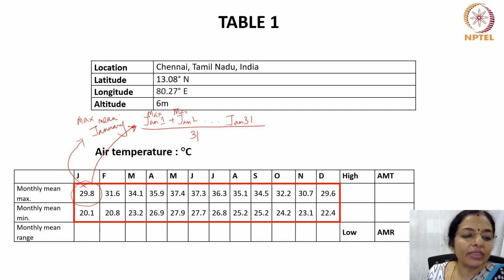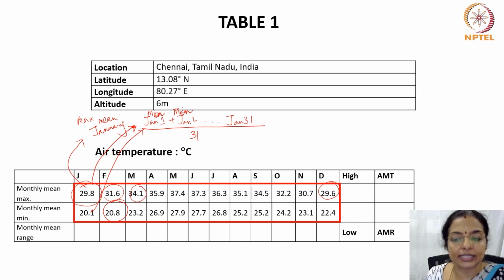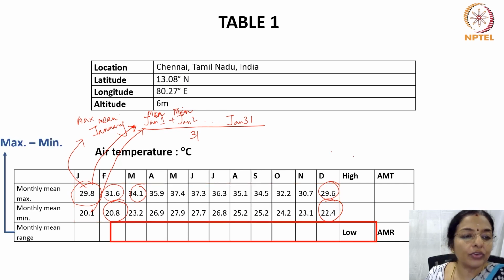The same thing, the minimum temperature average. So this will become minimum, and that average is here. Like this, we should fill in the monthly mean maximum and monthly mean minimum for each of the 12 months. Then after that, you have to fill the monthly mean range.